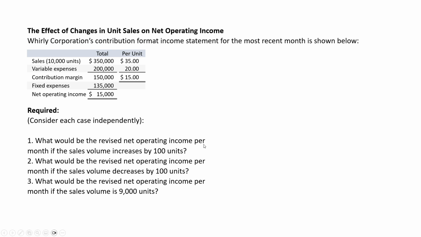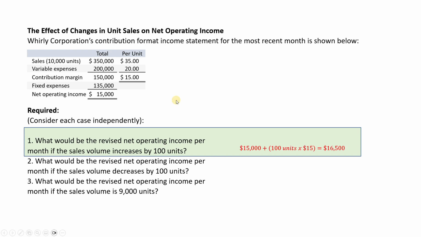What we want to do is use the power of CVP analysis to determine what would happen to net operating income if we change the sales level. We're using it to predict. For example, in our first scenario, we want to know what's the new net operating income going to be if our volume of sales increases by 100 units.